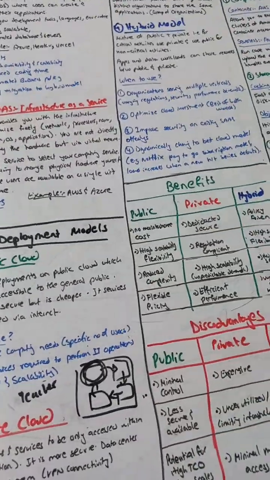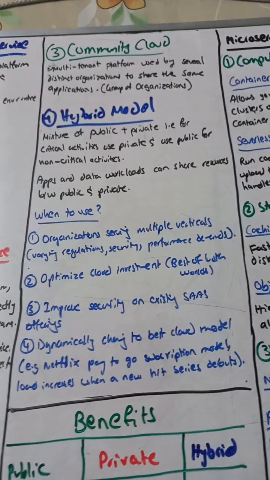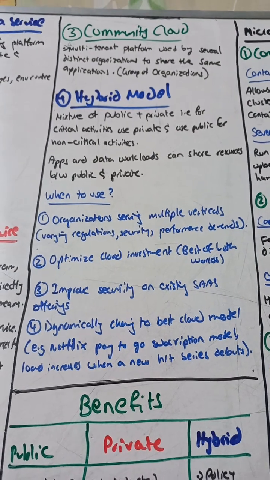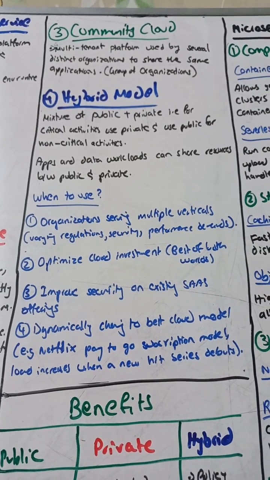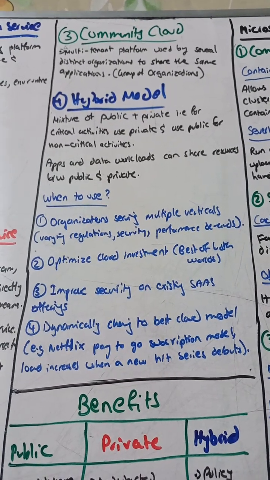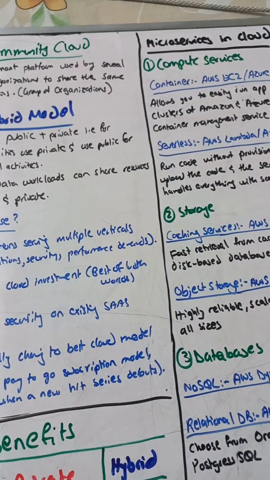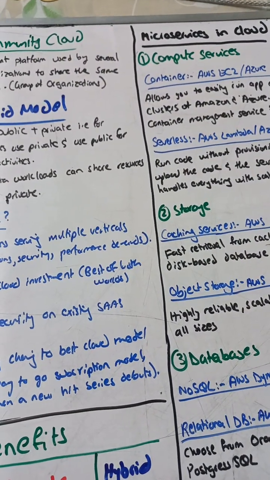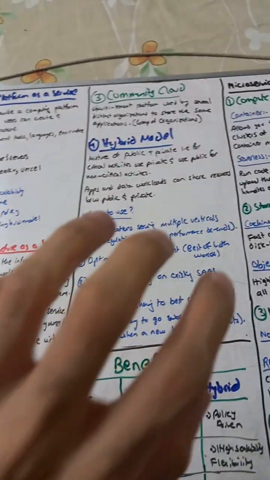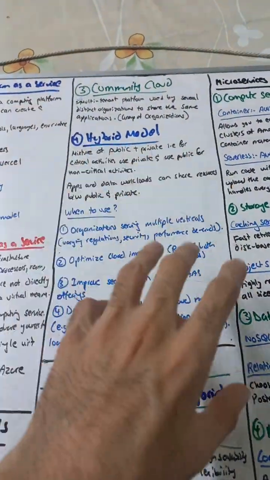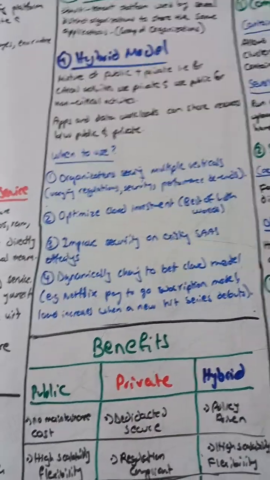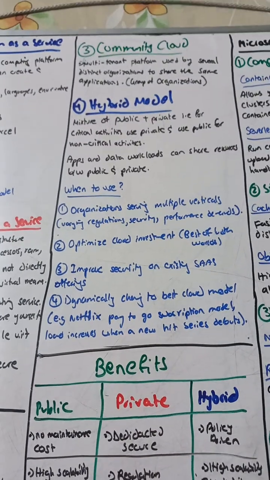The last model is the hybrid model, which is basically a mixture of both your public and private. For the critical services, you are using the private cloud, and for the non-critical services or activities, you're using your public cloud. Apps and data workloads can share resources between public and private. If you have different services in your application, some of them could be used in public, some in private, so their workloads are being shared. So when would you use a hybrid model?